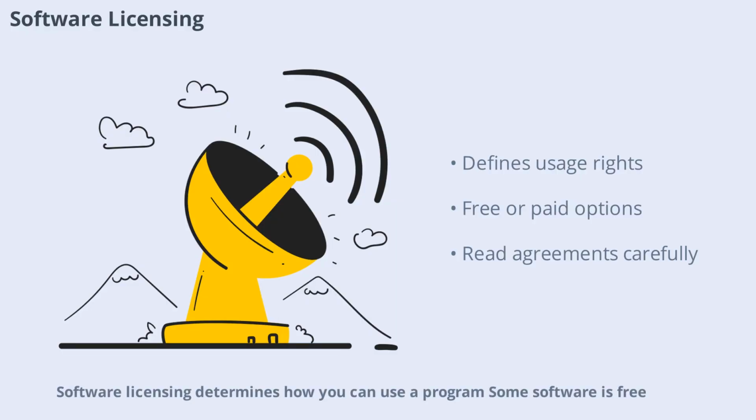Software licensing determines how you can use a program. Some software is free, while others require you to purchase a license. Licenses can limit how many devices you can install the software on or how you can use it. Always read the license agreement to understand your rights and responsibilities as a user.